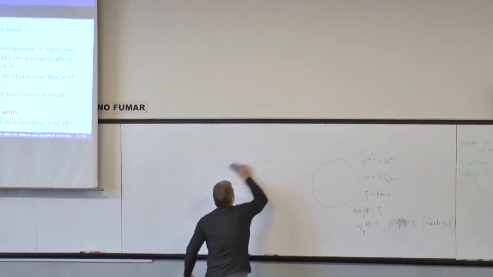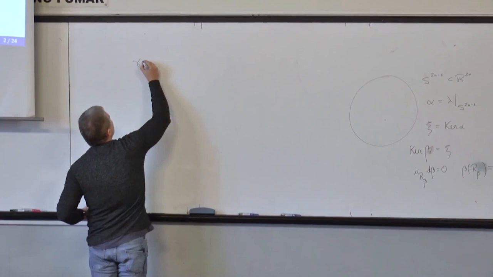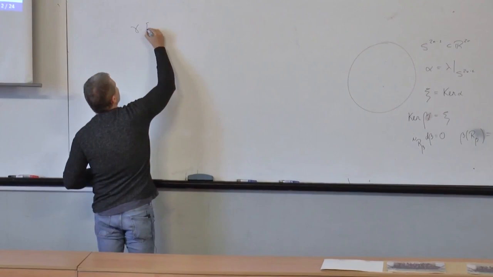So you have this Hamiltonian, and associated to this Hamiltonian, you have the action functional. What is the action functional? You consider the space of closed curves with fixed period T in R^2n.